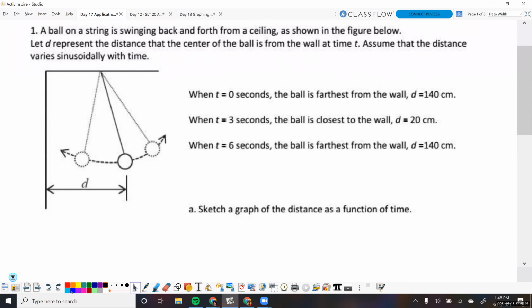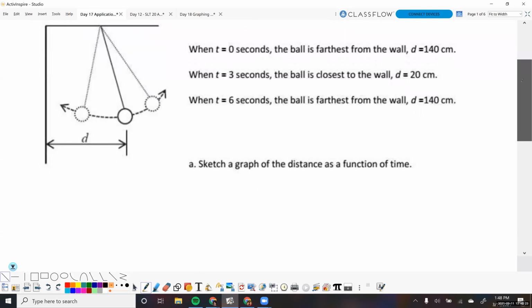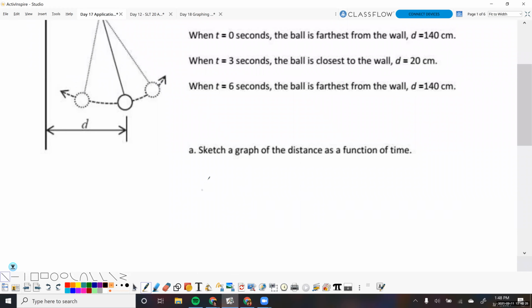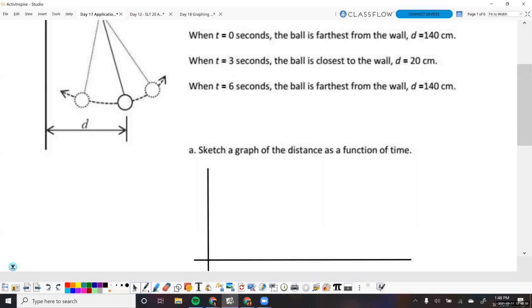All right, so first thing I want to do, I only need the first quadrant in this graph. It's down a little bit more. All right, so at 0, we're up here at 140, sorry, I don't know why I said 120. After 3 seconds, we are down at 20.